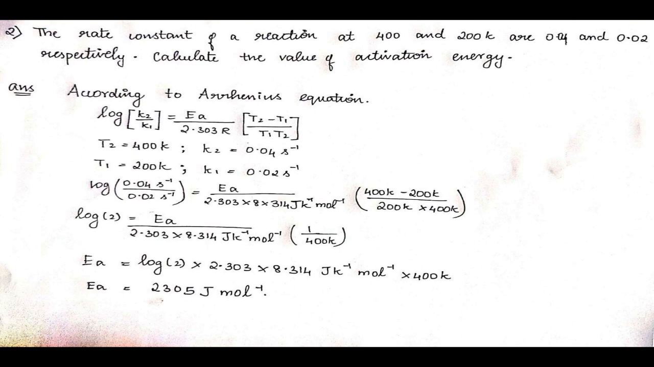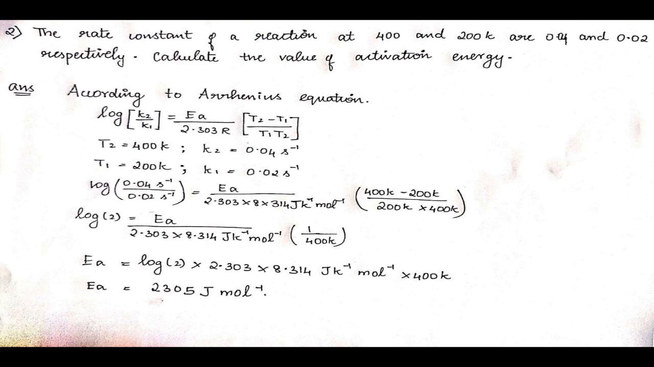Substitute the given data in equation number 1. Log of 0.04 second inverse divided by 0.02 second inverse is equal to Ea divided by 2.303 into 8.314 joule Kelvin inverse mole inverse into 400 Kelvin minus 200 Kelvin divided by 200 Kelvin into 400 Kelvin.